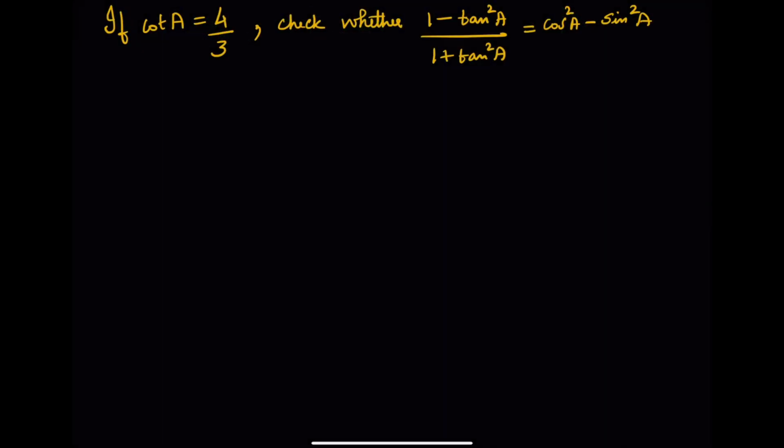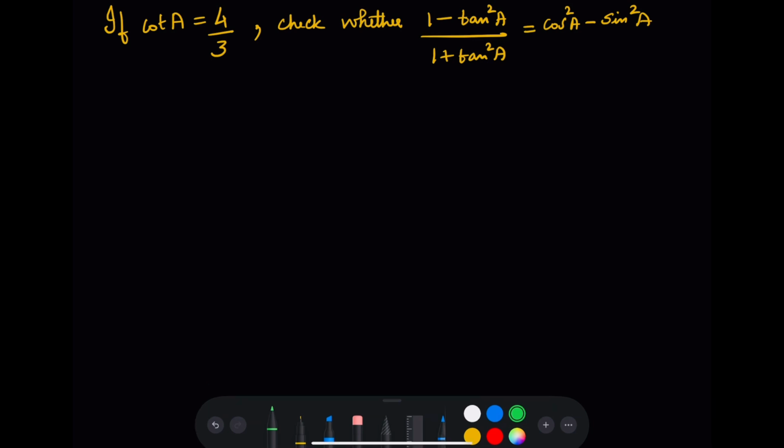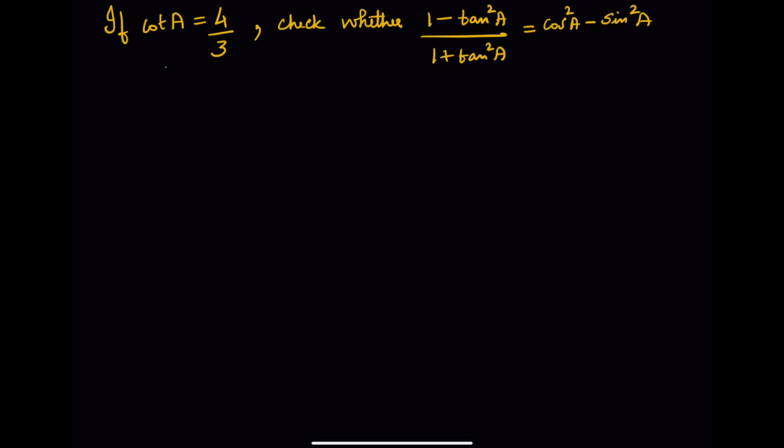Now in this question, we have been given the value of cot A, which is 4 by 3. Using this information, we have to check if the left hand side is equal to the right hand side. The function on the left hand side is 1 minus tan square A by 1 plus tan square A. Is this equal to cos square A minus sine square A? Using the information given to us, let's mark it in a right angle triangle.